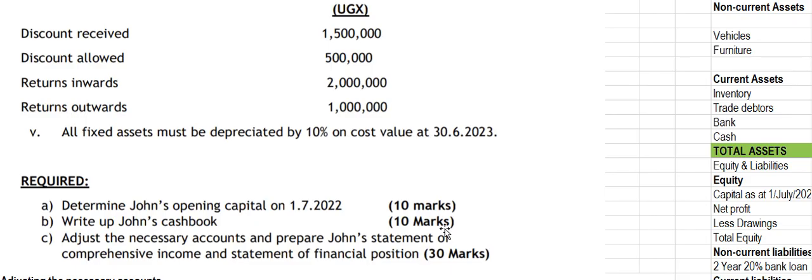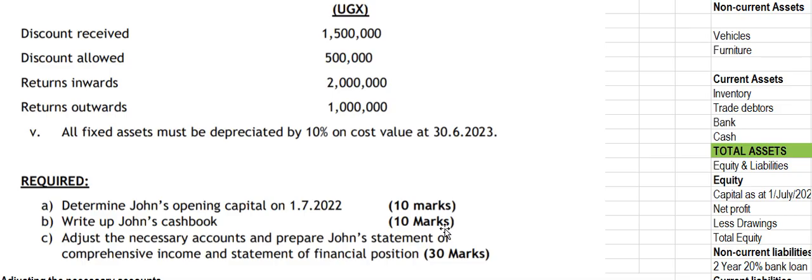So with such information, of course, it's going to be very difficult to track John's performance, but we are going to see how we can use the available information to come up with the financial statements of John.